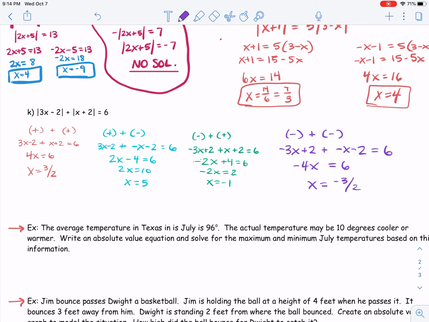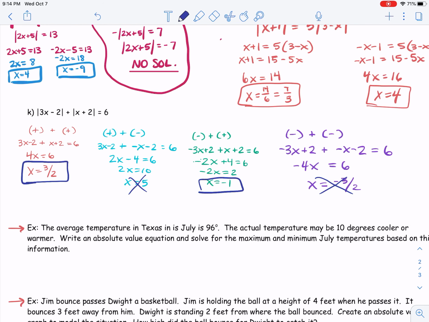Okay, I need to plug in each of these values of x to see which ones are actually solutions. And when I do that, I end up getting x is 3/2 and x is negative 1. This was not a solution, and that was not a solution. Okay. So take your time and actually plug in those values to see if they actually work or not.